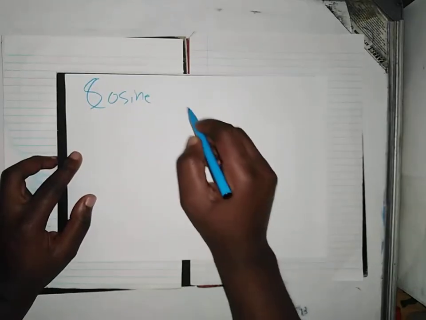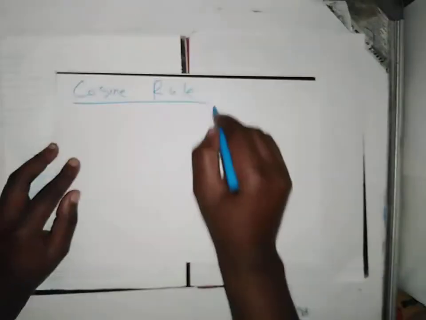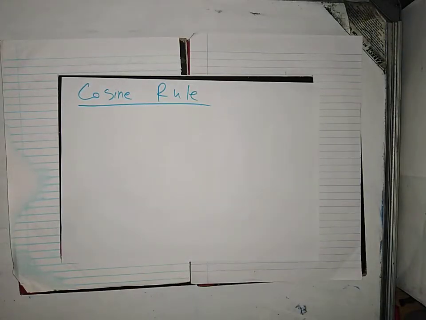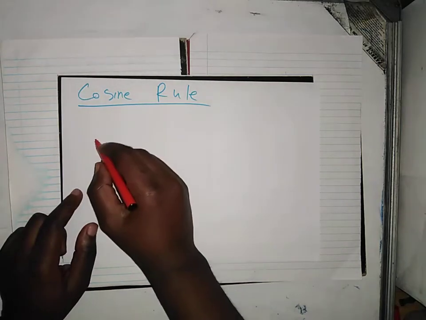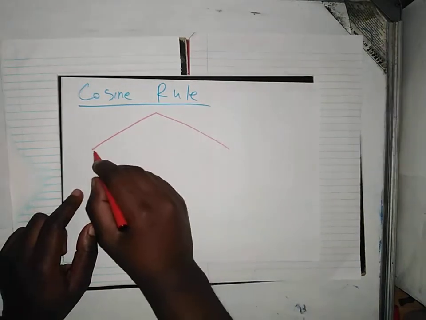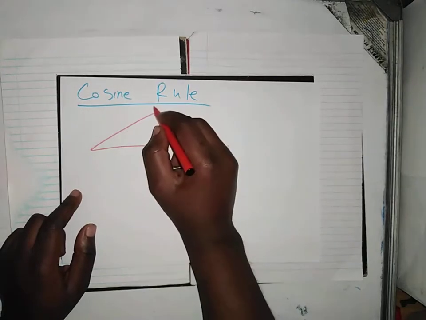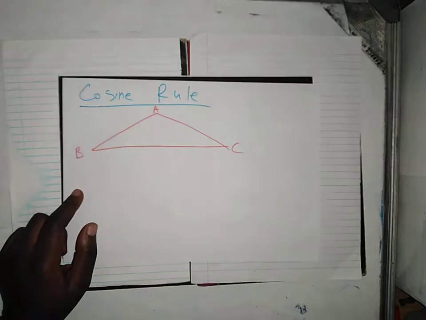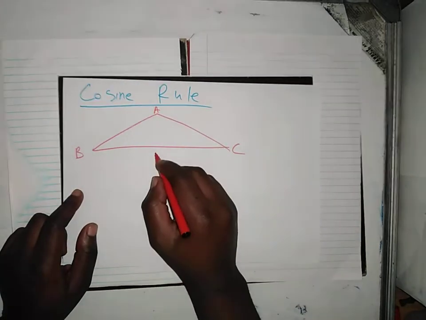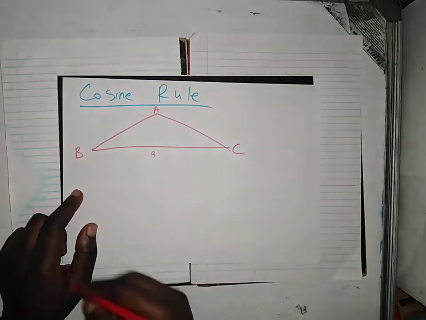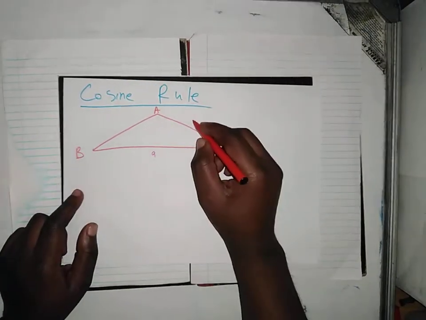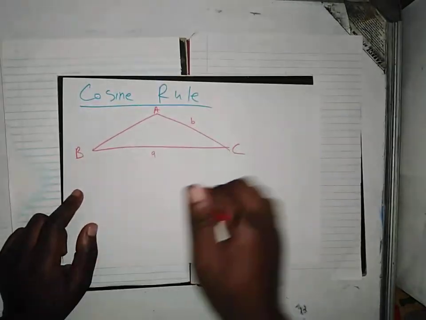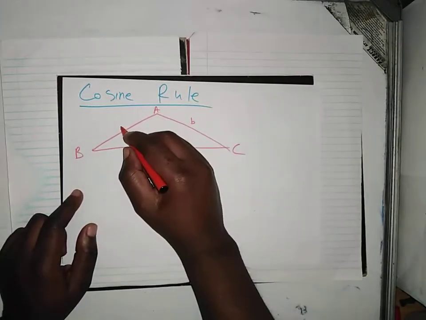So this is the cosine rule. If you have a triangle like this one, this is angle A, this is angle B, and this is angle C. If this is angle A, you will have a side here, which is side a, opposite angle A. Then angle B has a small side b, which represents this side, and the same thing here, you will have angle C.